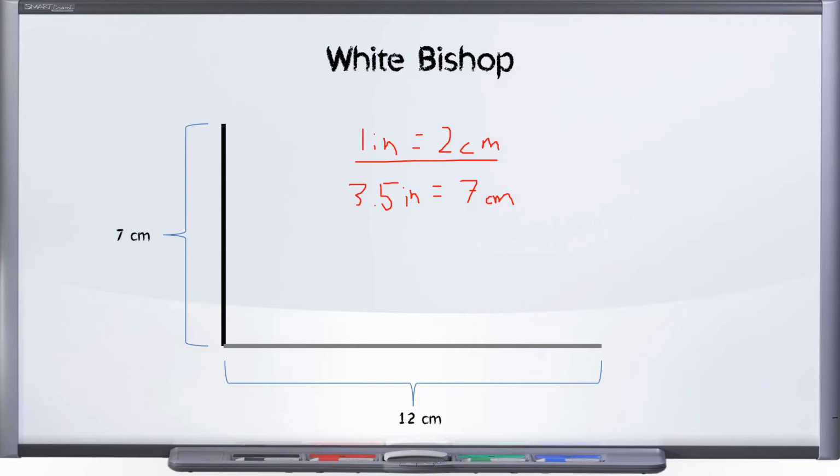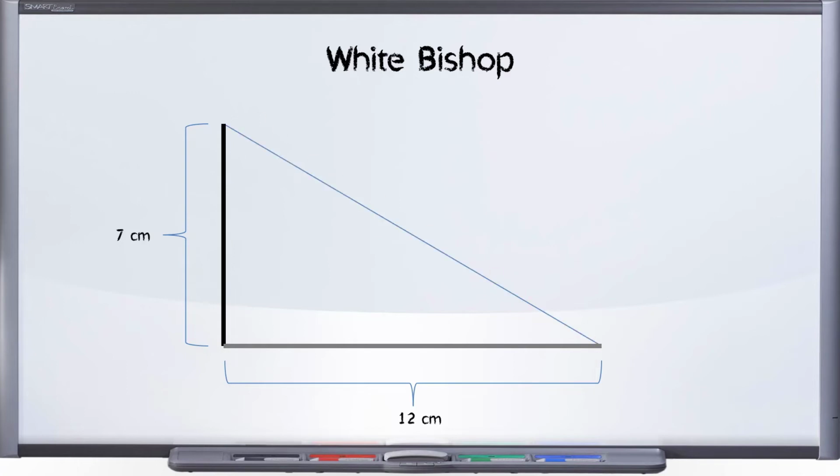Now, the shadow I measured at 12 centimeters long, and I'm going to use that same scale. So using that same scale, 12 centimeters, how many inches is that going to be? Using this scale, that's 6 inches long. And so I created my shadow line, the horizontal line, at 6 inches. All I've got to do now is connect those, and that line is the angle back up towards the flashlight.